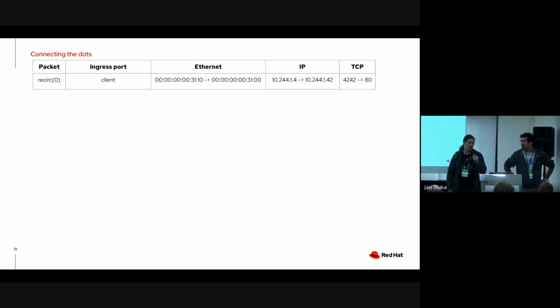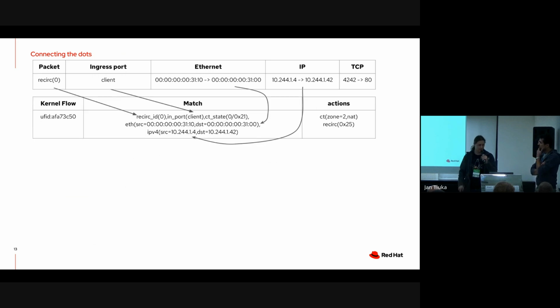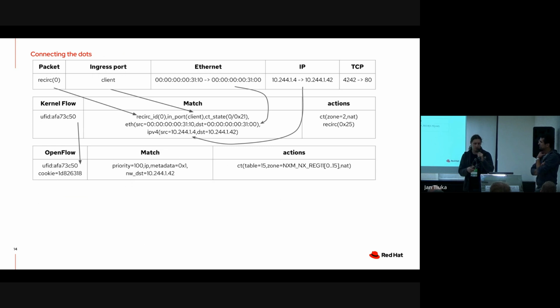So this is just how to put all that information together. We will start with the data path flow. As you can see, we have the recirculation ID, ingress port. Sorry, that was the packet. This is the data path flow. So we have some matches, some actions, and more importantly, we have the UFID. So we can take the UFID, do the ofproto detrace, and get the OpenFlow rules.